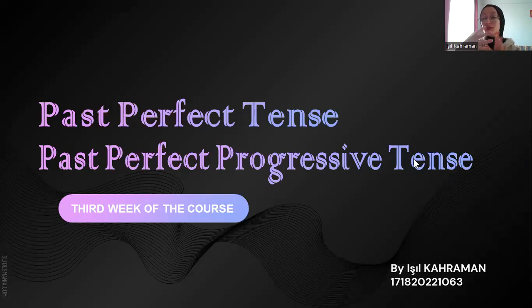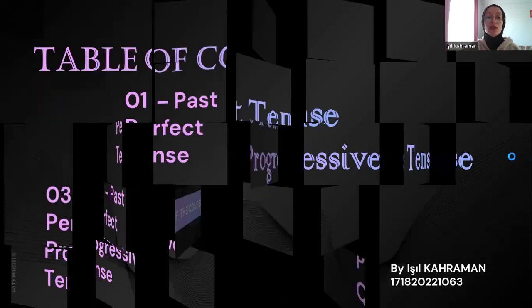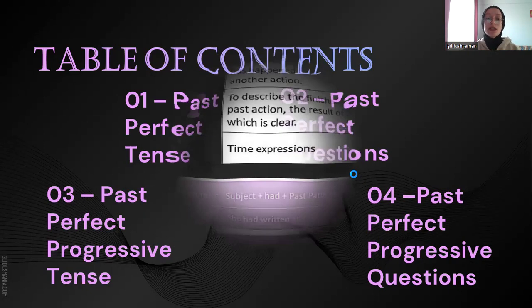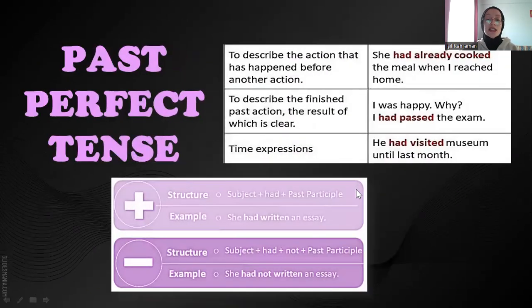This is our third week of the course, and our topic is past perfect tense and past perfect progressive tense. Now let's look at our table of contents. First, we will look into past perfect tense: what is past perfect tense? Secondly, we will learn past perfect questions, and then past perfect progressive tense. After that, we will learn past perfect progressive questions. Let's begin with past perfect tense.